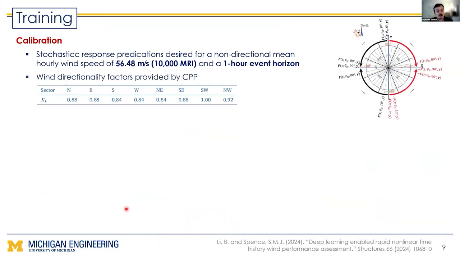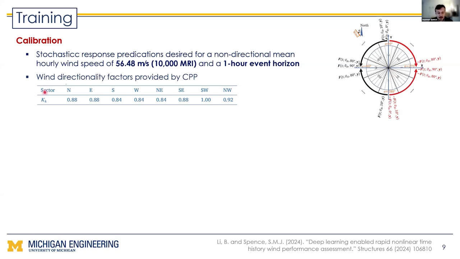To train these models, what we were interested in is stochastic response predictions for a non-directional mean hourly wind speed at New York for an archetype building of around 56 meters per second that had a mean recurrence interval of about 10,000 years. The structure was designed to be elastic with a wind of around 1,700 years. So we're expecting significant inelasticity to occur here. And we've got a prediction horizon of 1 hour. So we're trying to predict 1 hour of stochastic output using our surrogate model.